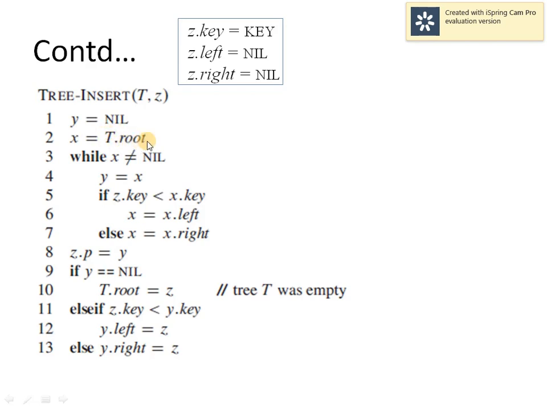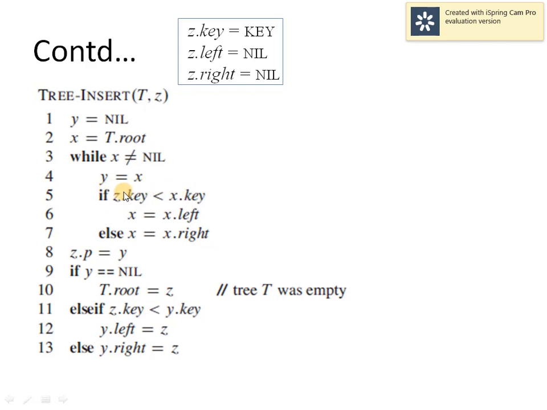Since I cannot update the root of a binary search tree, we need this temporary pointer, and now we have to execute these steps till x reaches null, because the moment we reach the null pointer we have to stop and then insert the new node, and during these steps y will always point to the parent node. So if x is not equal to null, then y will be updated to x, and then x will be updated either to the left child or to the right child depending upon the value of z and x.